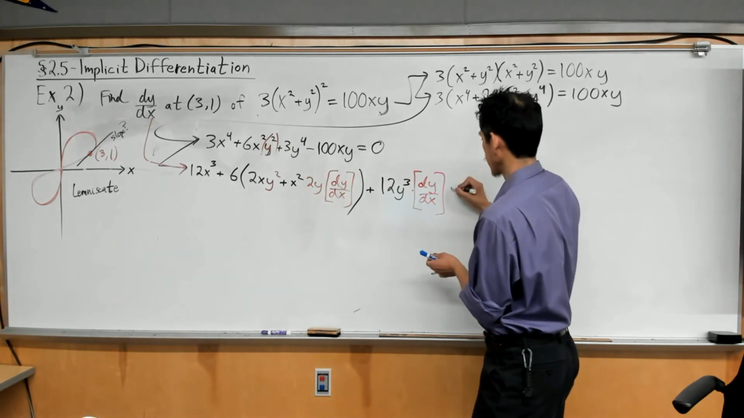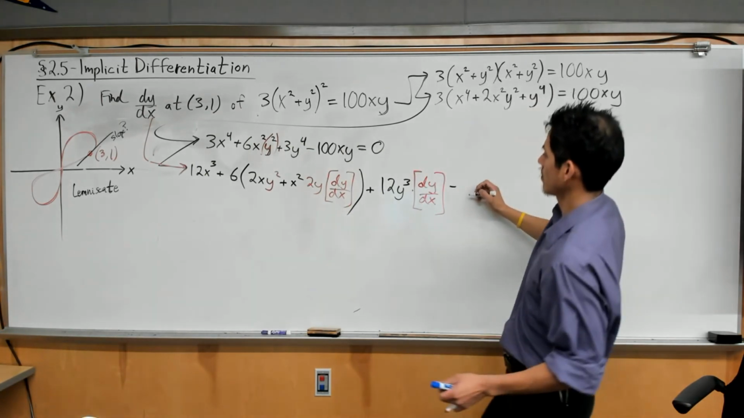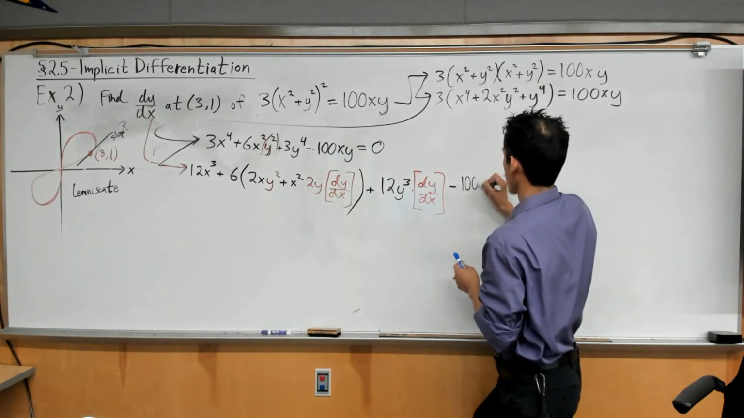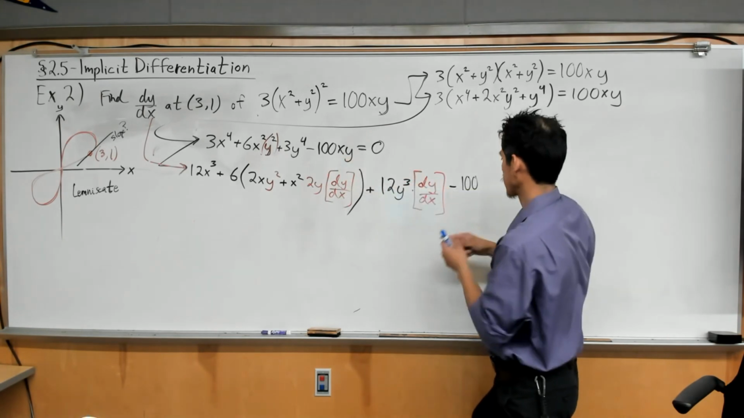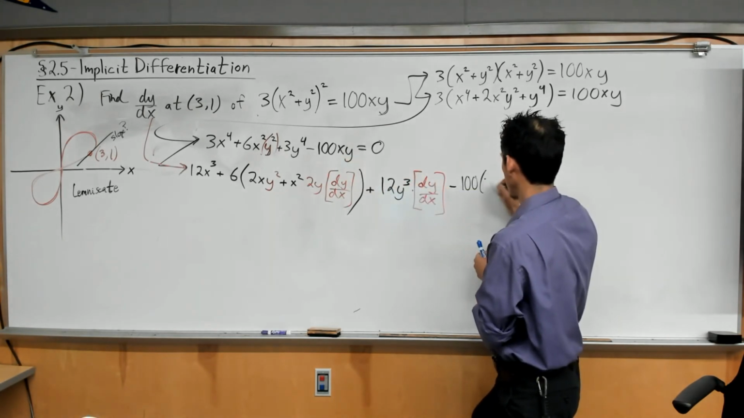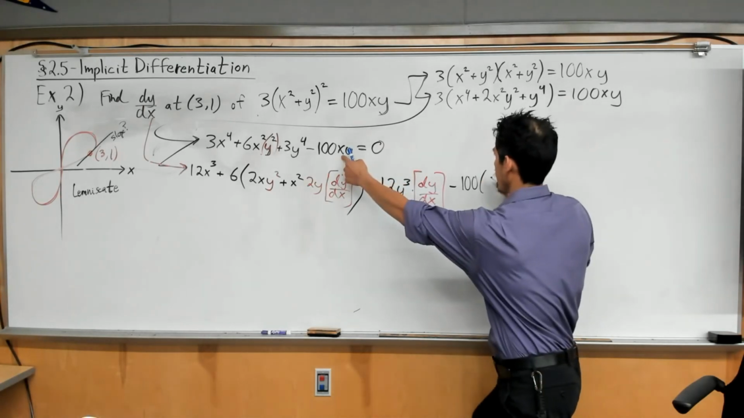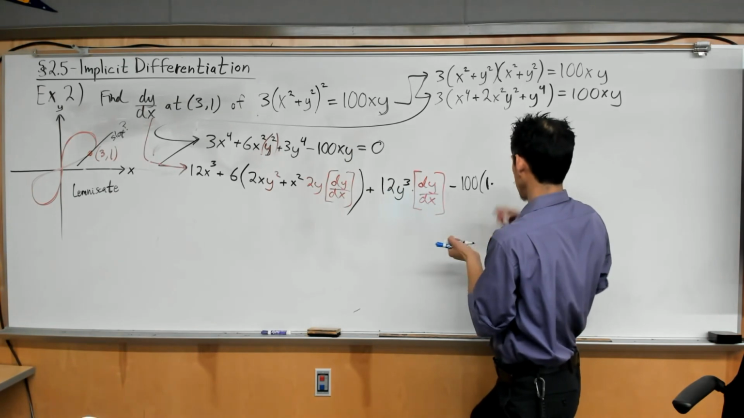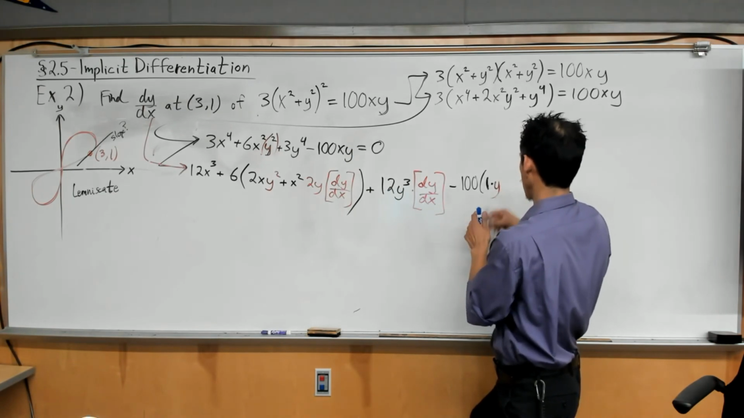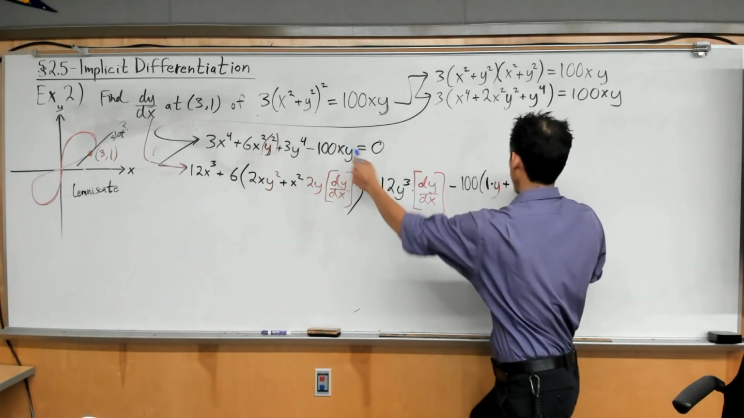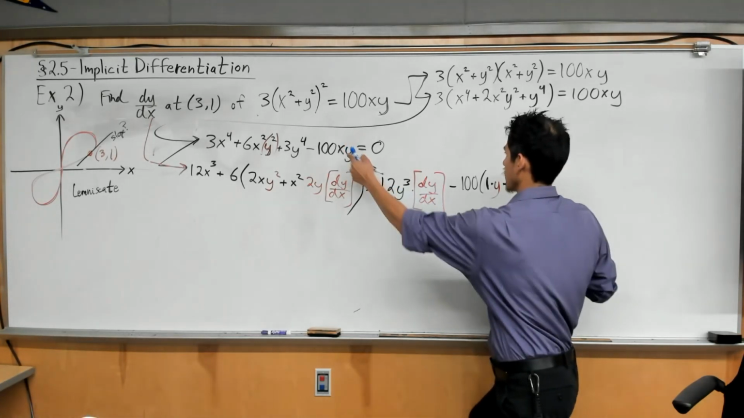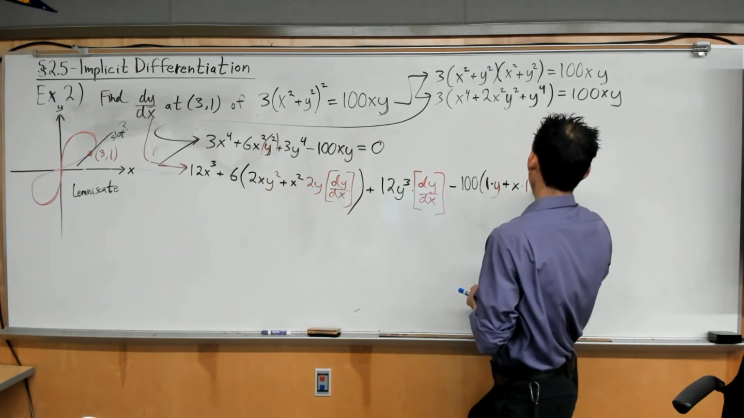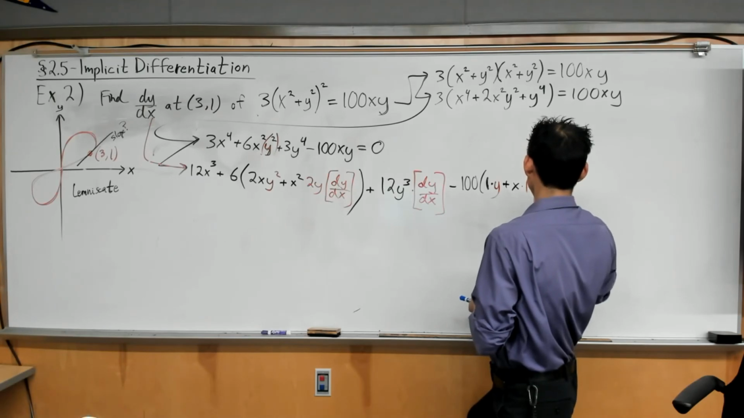Minus 100. Oh no, we're going crooked. I'm gonna stop going crooked. X, leave the x, or take the derivative of x because we have another product. So 1 times y plus, keep the x as x, take the derivative of y, which is 1, then multiply by dy dx.